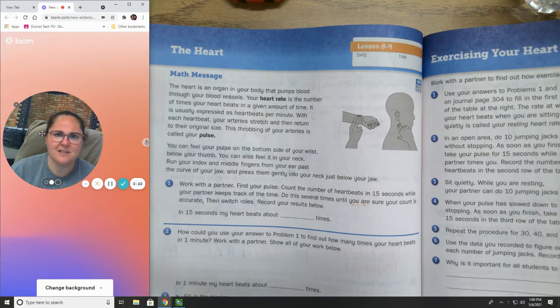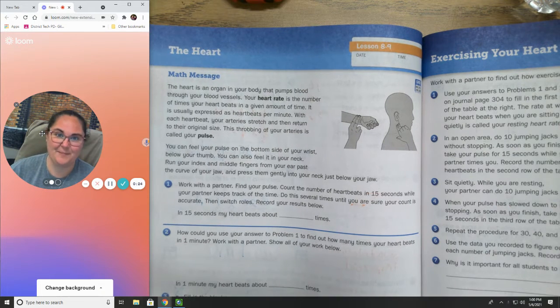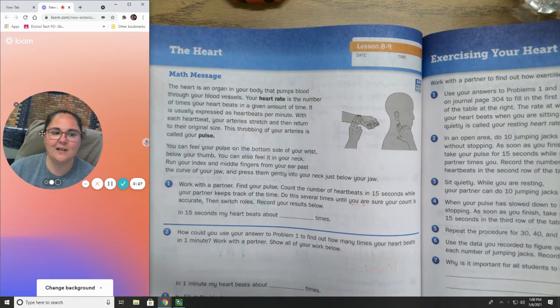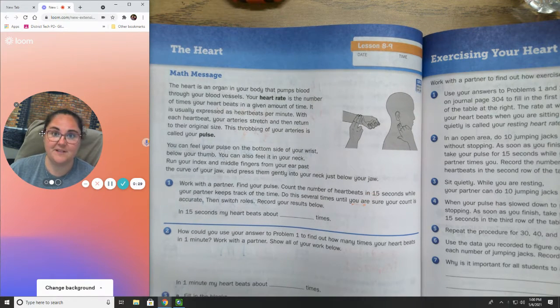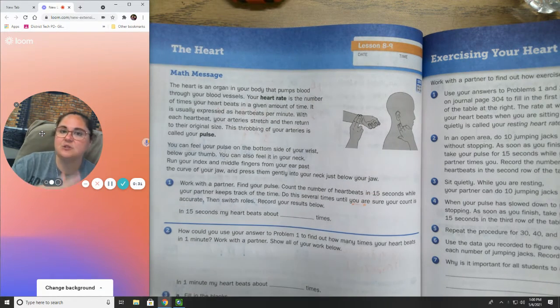I know, you're like, wait, that's science. No, it's also math, because we're going to do some math things with it. So your heart is a muscle. It's an organ in your body that pumps blood throughout your blood vessels. So it's what carries oxygen throughout your body.